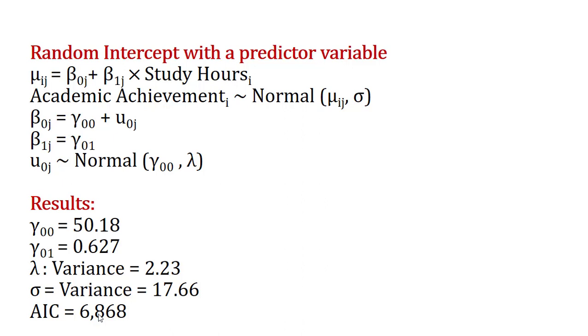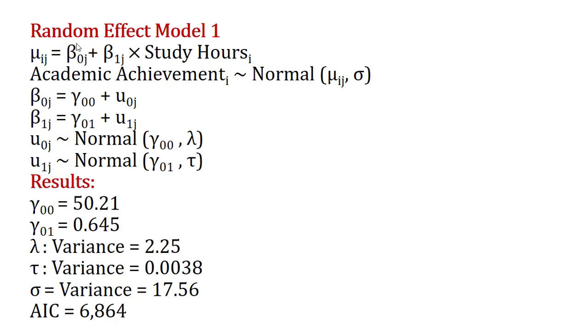Okay, so now the next step is to add variability to beta 1. So we are going to have a model with variability. Now we've got a random effect model, because before we had a random component in the intercept of the regression, but we didn't have a random component on the effect of study hours on academic achievement. So now we add that.